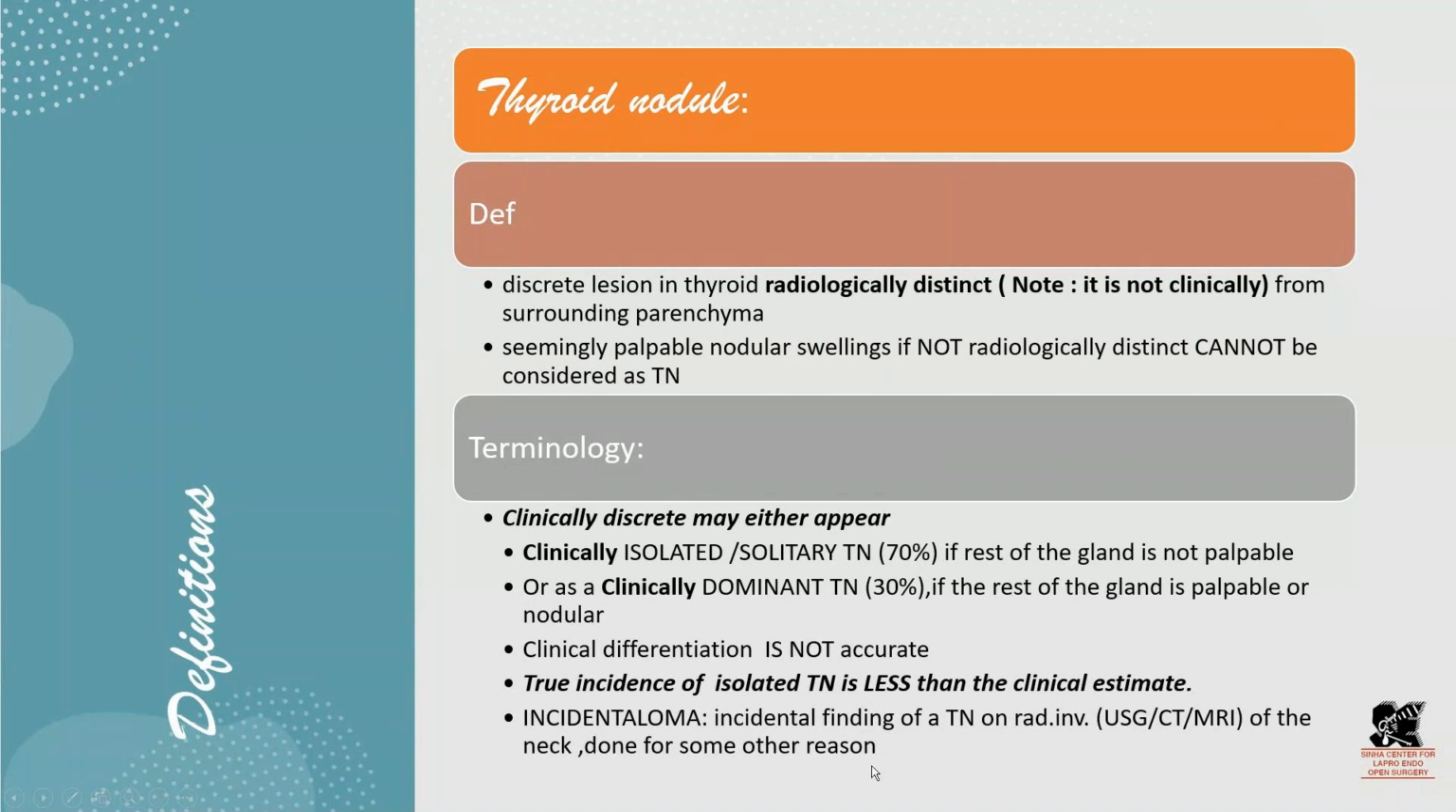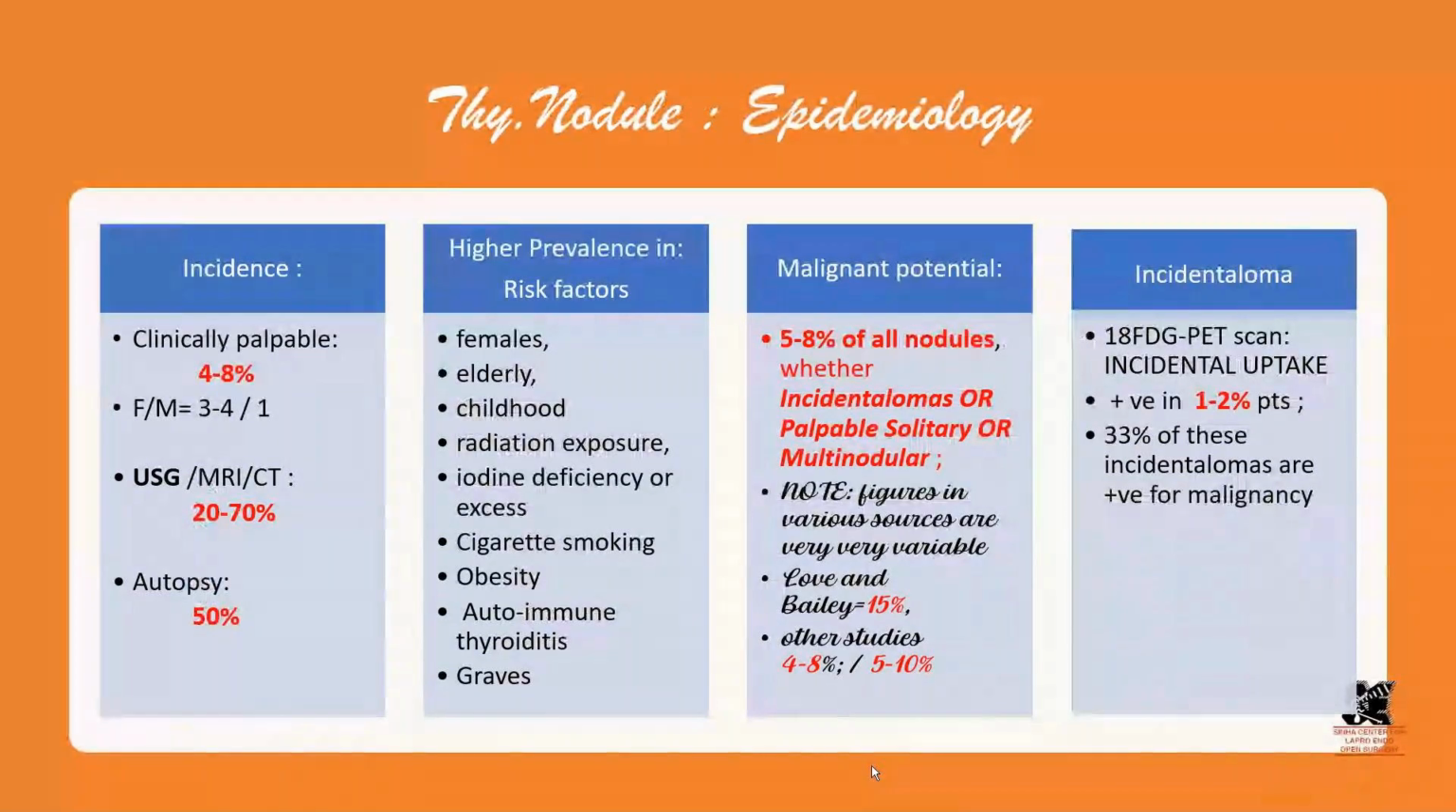Okay. Then the next term that we need to define is the incidentaloma. Now, what is an incidentaloma? It is an incidental finding of a thyroid nodule on radiological investigation, whether it is an ultrasound, a CT scan, or an MRI of the neck, done for some other reason. If you're doing it for some other reason and you isolate a thyroid nodule, then it is an incidentaloma.